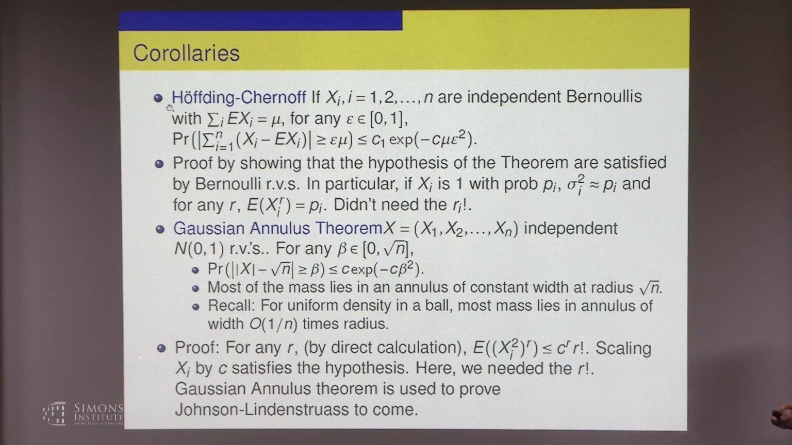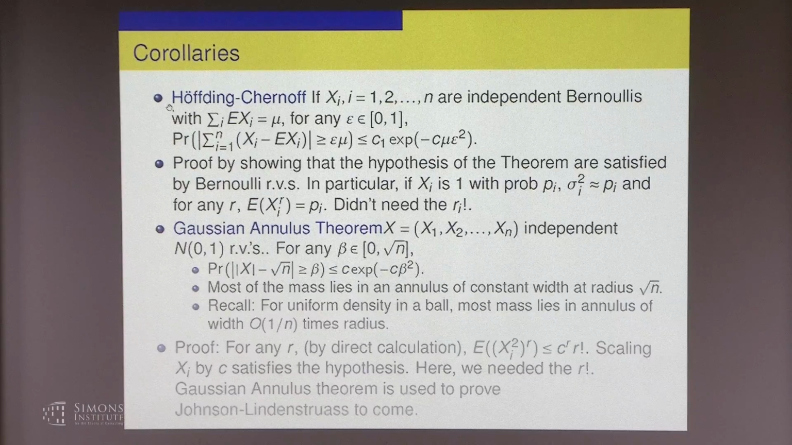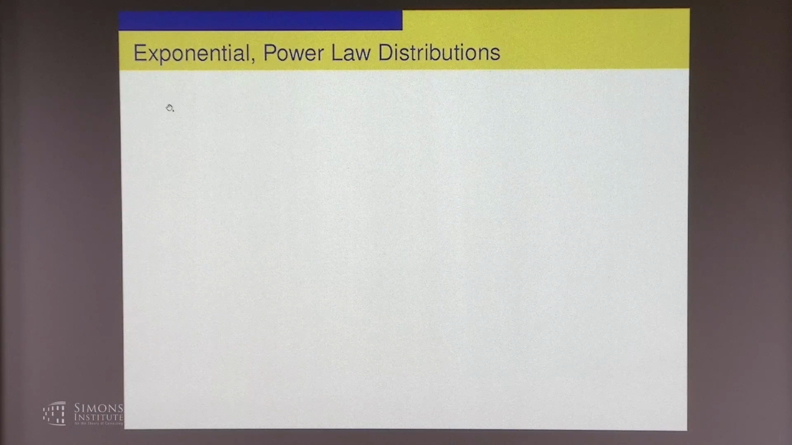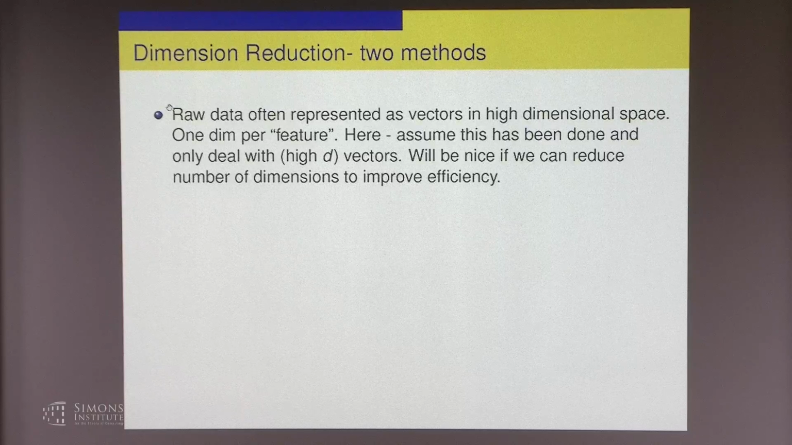And the proof is that by direct calculation, we can get this. Here you use the r factorial, or you have to find the moments. And the c may be too high, but it can be made small enough. And we'll see that we'll use this for the Johnson-Lindenstrauss theorem, right? Exponential and power law. I didn't write this down, unfortunately.